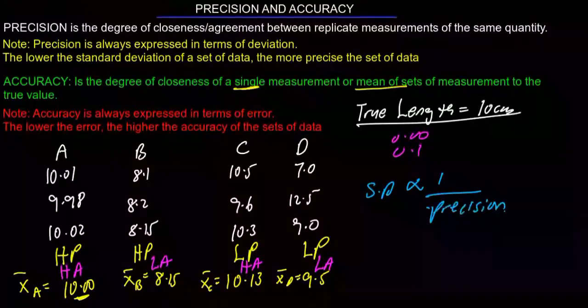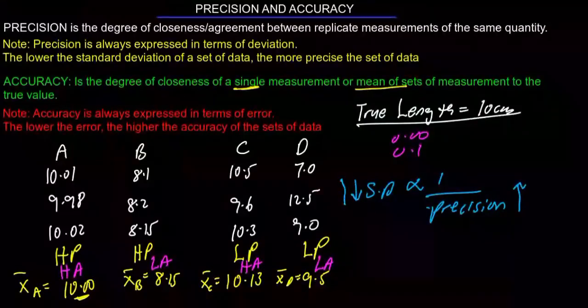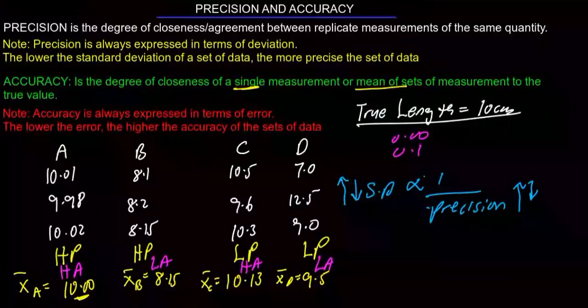Your standard deviation is inversely proportional to the precision. It means that if you have a lower standard deviation, you have high precision. If you have high standard deviation, you have low precision. Take note of this. We'll use it to solve a question in the next slide.